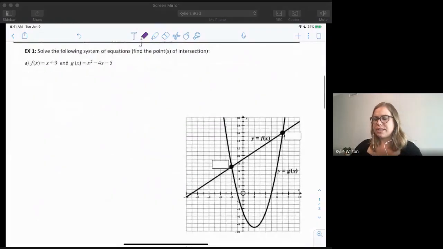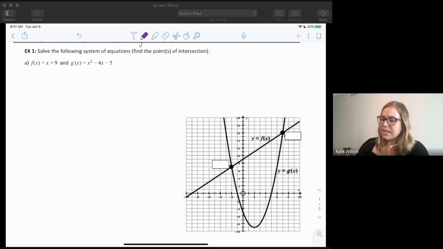So for example one, we're going to solve the following system of equations. In other words, find the point of intersection. Those two instructions are completely interchangeable. If I said to solve a system of equations, or to find the point of intersection or intersections, those two things are asking you to do the same thing. Over here we have a nice graph so that you can see it. We won't always have a graph, and that's why you need to know how to do it algebraically, but the graph here will help you to see what we're looking for.